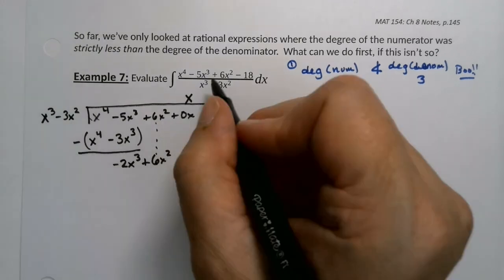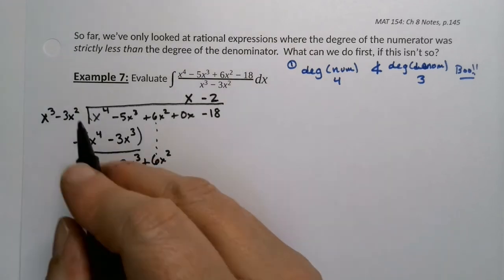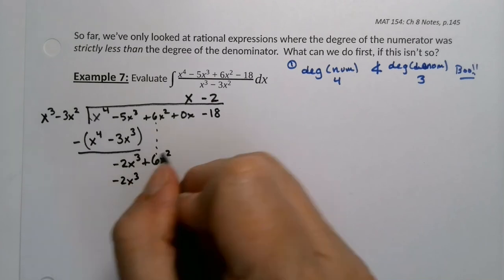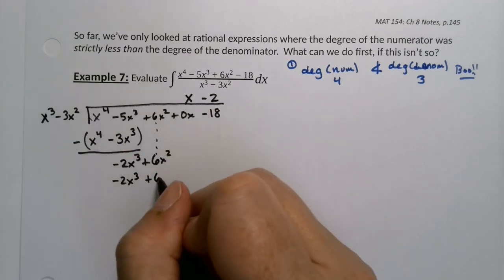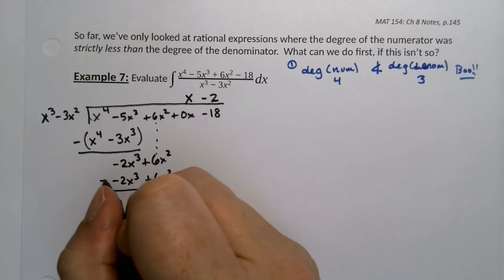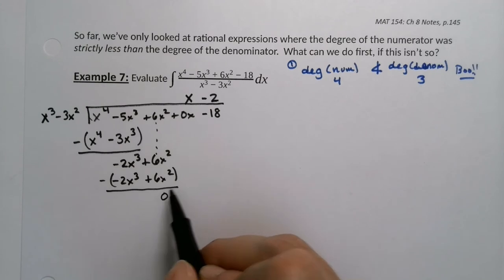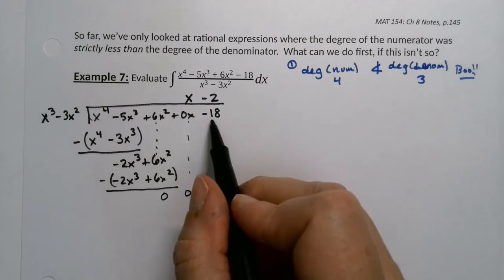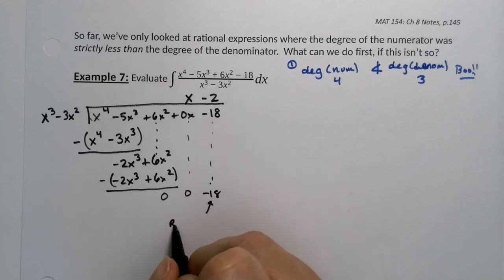We've done this before, so it should look familiar. Now we do minus 2, because minus 2 times x cubed would be minus 2x cubed. Minus 2 times negative 3x squared is plus 6x squared. Then everything cancels, and you're left with 0 here. So 0, 0. You do have a remainder of negative 18. That's your remainder.